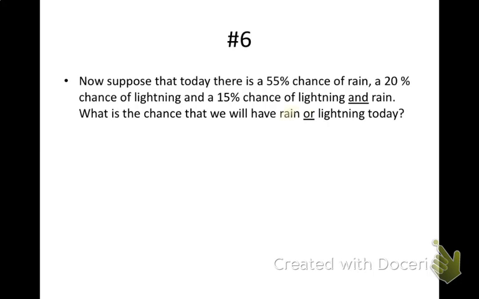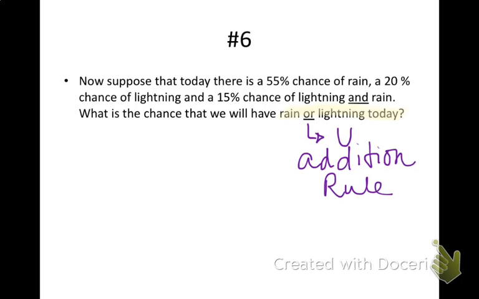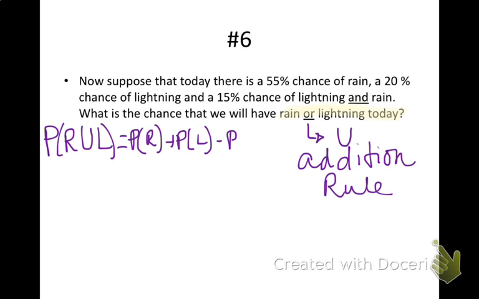Alright, what is the chance that we'll have rain or lightning today? So that's what we're looking for. Or means union, which should trigger you to remember that we're going to use the addition rule. So we see the word or, we think about that being the union, then we think, okay, that's the addition rule. So the addition rule says the probability that we have rain or lightning is equal to the probability of rain plus the probability of lightning minus the probability of rain and lightning.